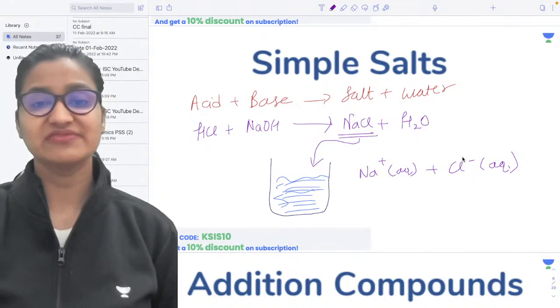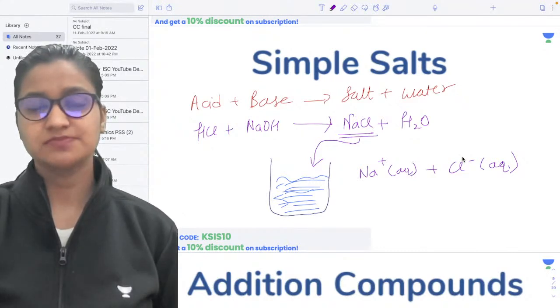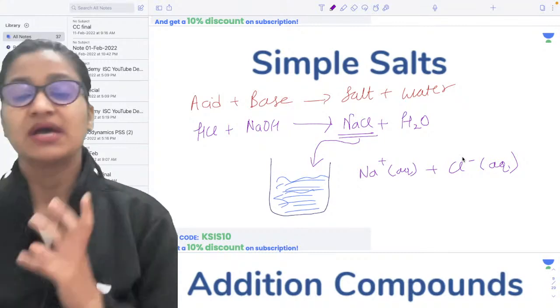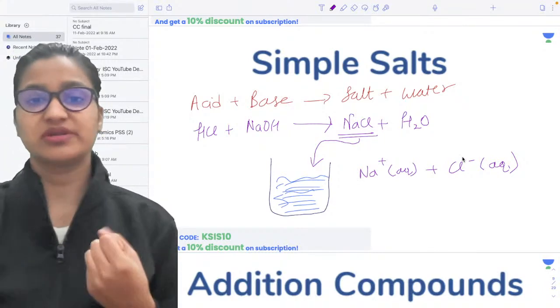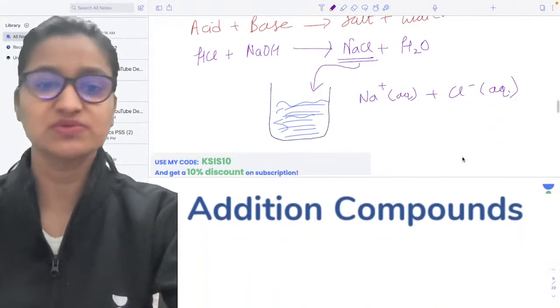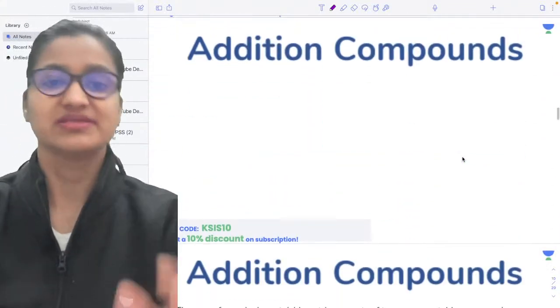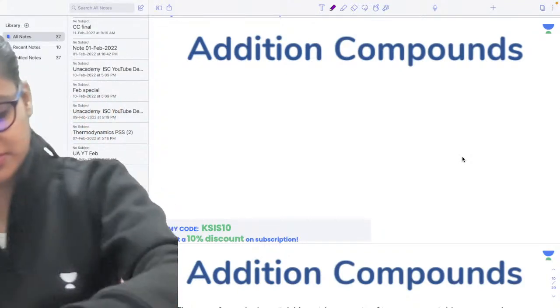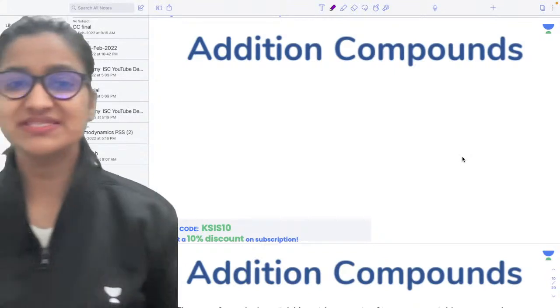Now when, what was I telling you? Yeah, so when you take this water and test for Na positive ions, your test will come out positive, that yes, it contains Na positive ions. So we have done simple salts.